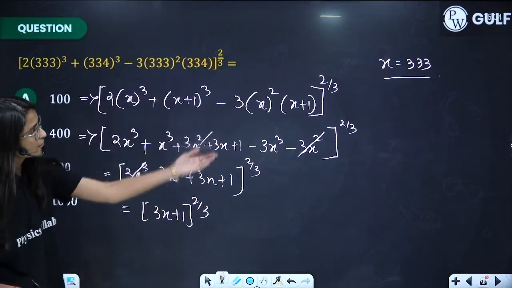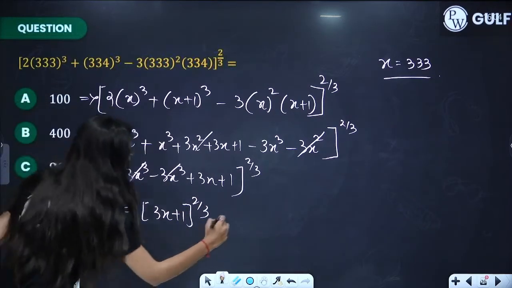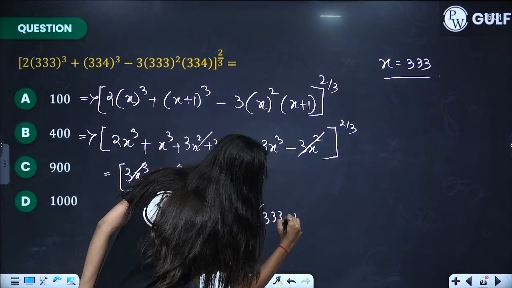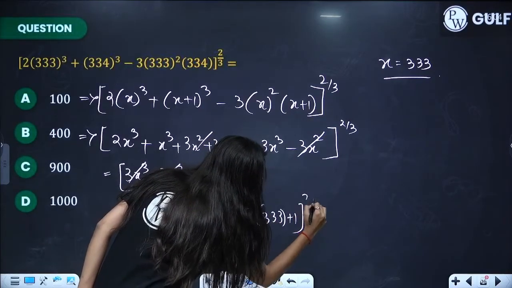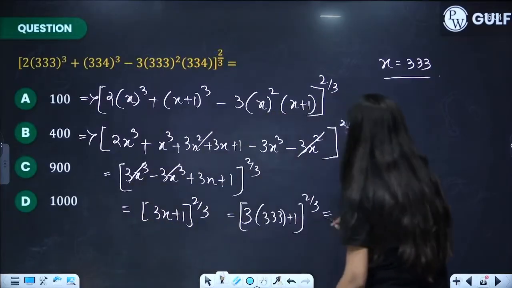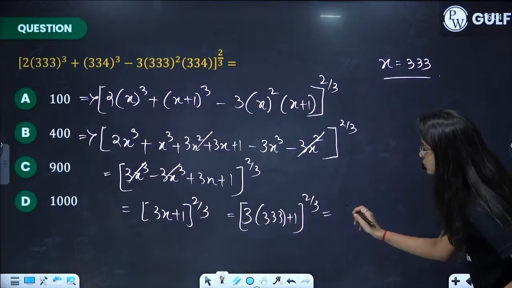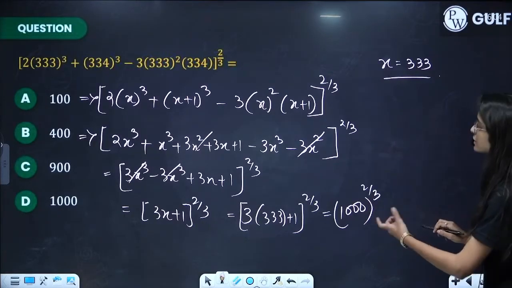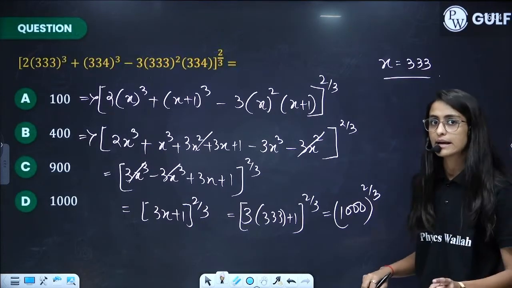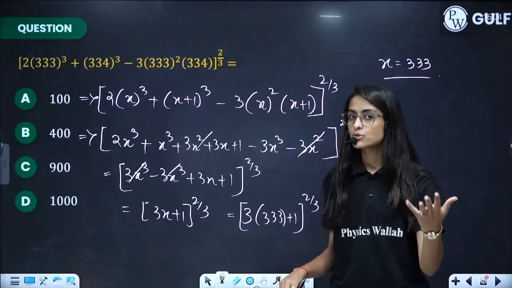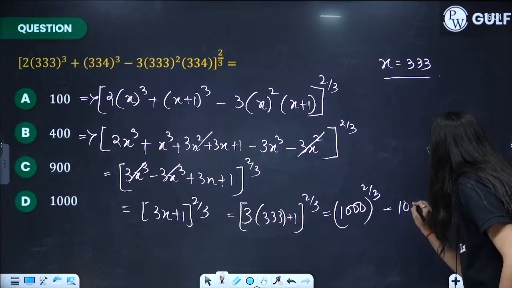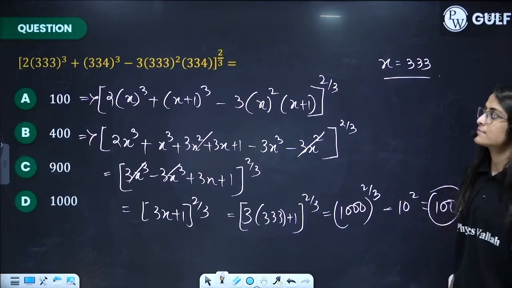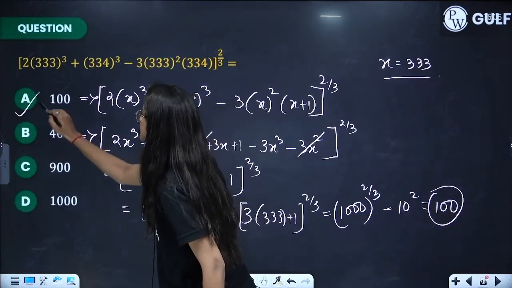Okay, so let us bring our x back to the question. So 3 into 333 plus 1 raised to 2 by 3. What I'm obtaining is 999 plus 1, which is 1000 raised to 2 by 3. If I take the cube root of 1000, I'm getting 10. 10 square is equal to 100, which satisfies my option A.